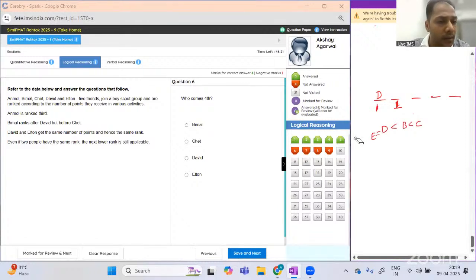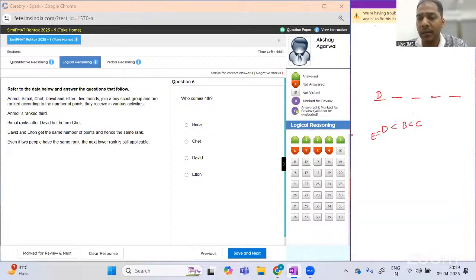David and Elton have the same rank. Vimal ranks after this. I could have David and Elton here, then Anmol, Vimal and Chet: 1, 1, 2. This would not be correct. So I'll have to place Anmol over here, and Vimal and Chet would be the next ones. So Vimal would be rank 2, Anmol is rank 3, and Chet is rank 4. So who comes fourth? Fourth is Chet.